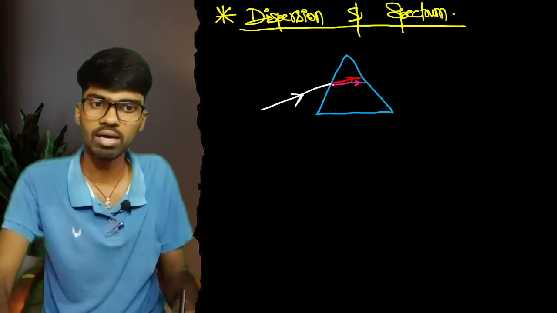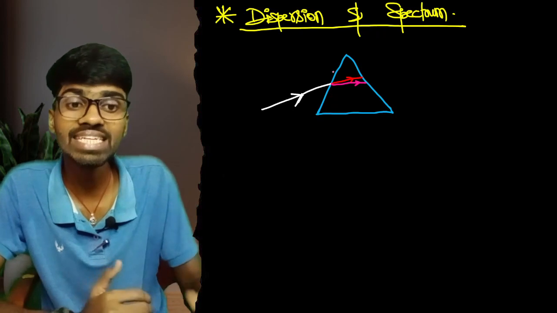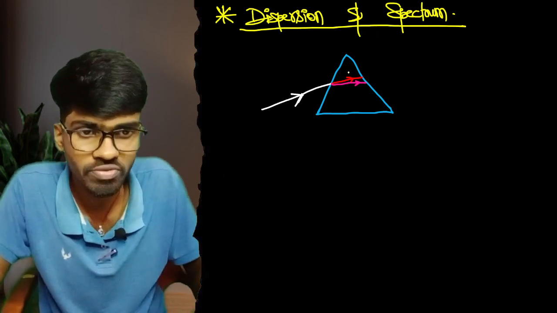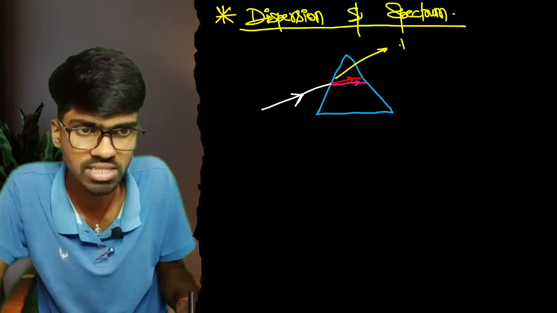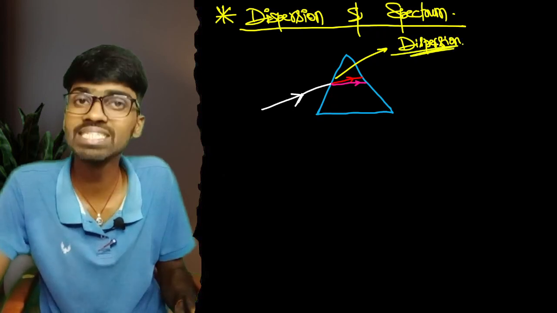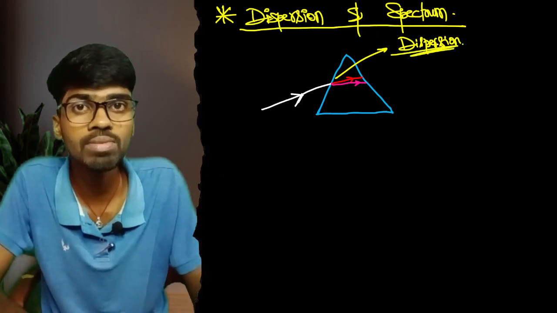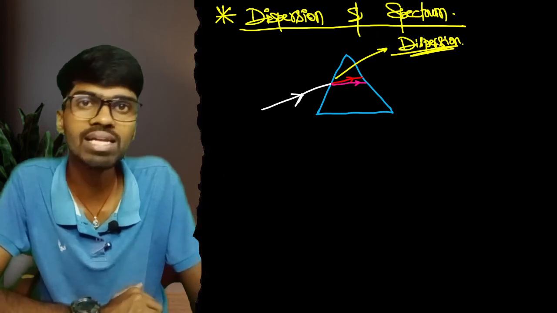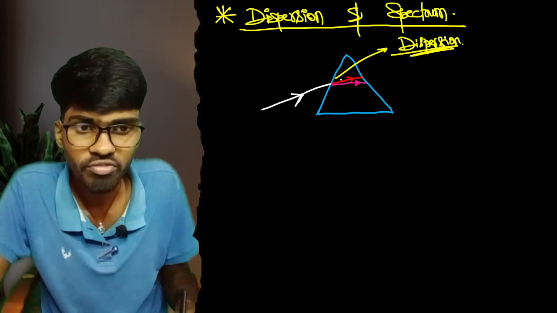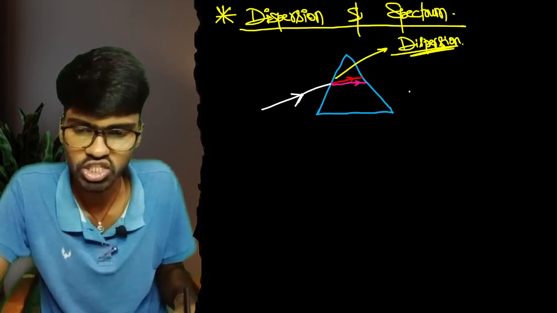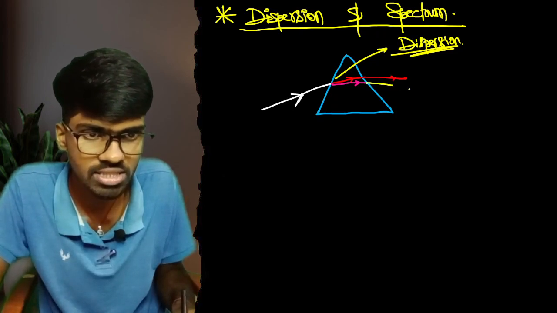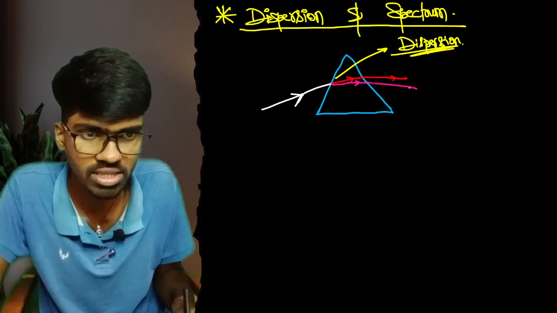So the phenomenon in which light gets dispersed, meaning it gets separated into multiple colors, is known as dispersion. So here dispersion takes place. Dispersion is basically when light falls into a prism, it gets split into multiple colors. This is dispersion. And after further refraction, it will further refract and go like this, and similarly this would go like this.